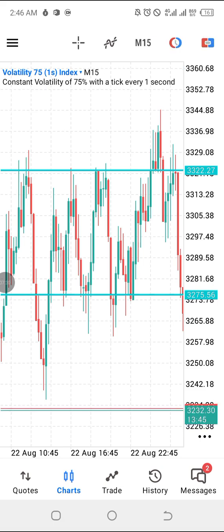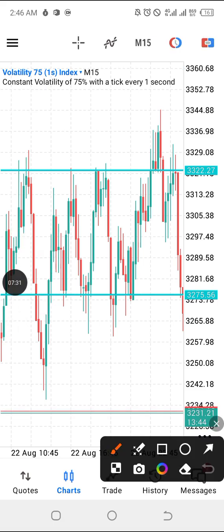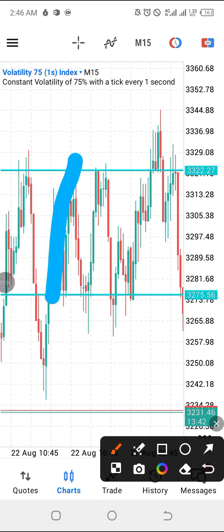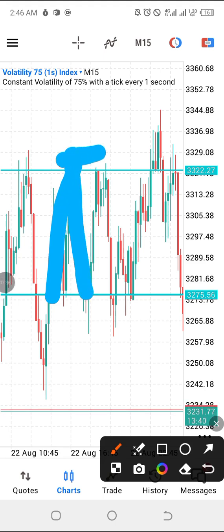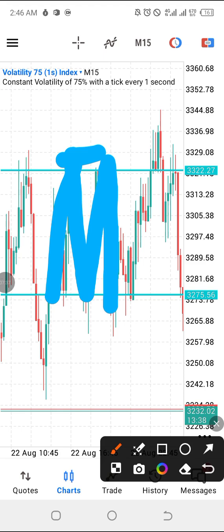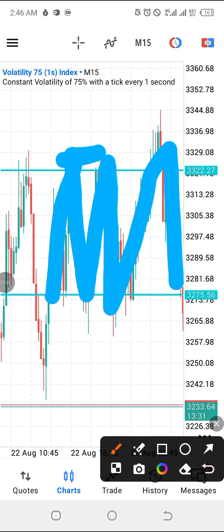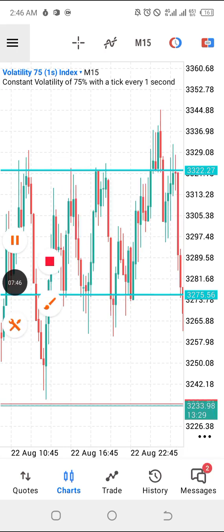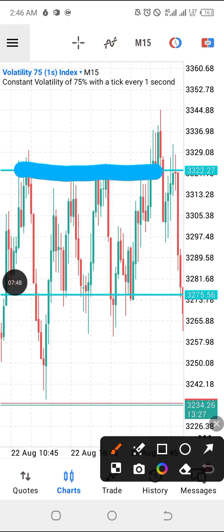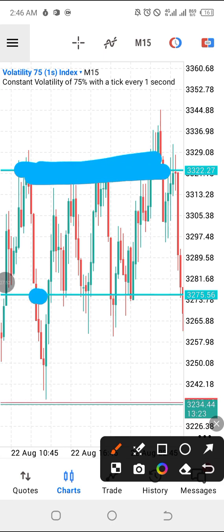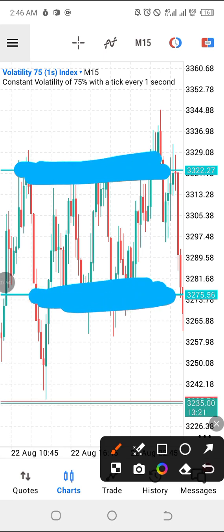So as you can see, price went up. It couldn't break here. Came down, went up, came down, went up, came down. So this is what we call sideways movement, a ranging market. Also, this is called resistance zone because price could not break this. This is called a support zone because price couldn't break below.